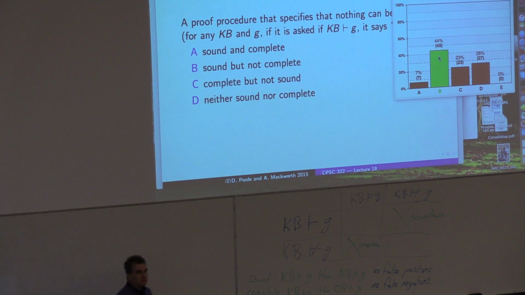And if you want a sound proof procedure, it's really easy to get one. You just refuse to prove anything, and you never make a mistake. If you don't want to ever make a mistake, the best way is not to say anything. That's what this tells you. It's a bad policy, you'll fail all your courses and everything, but you won't make a mistake. Okay, any questions about that?